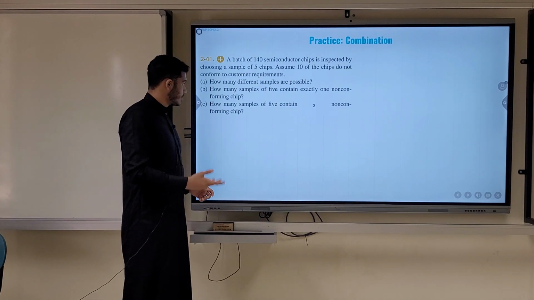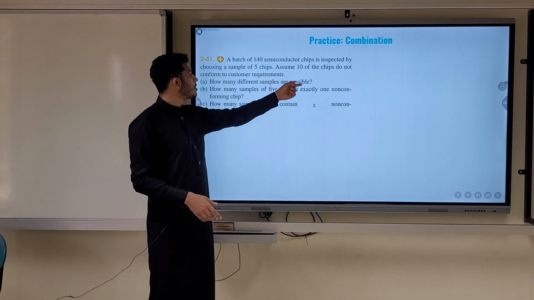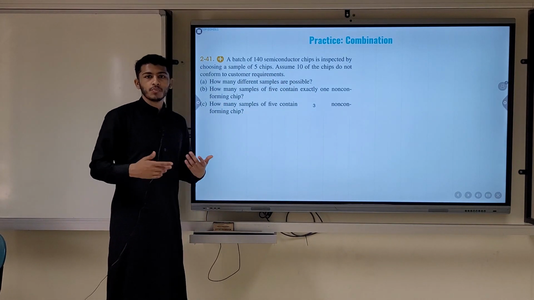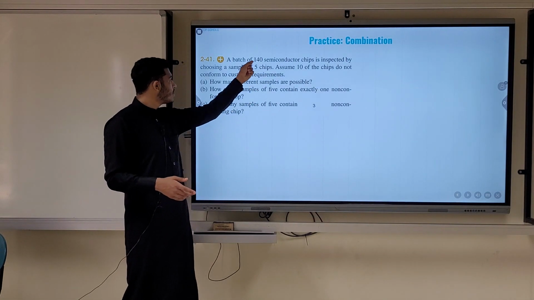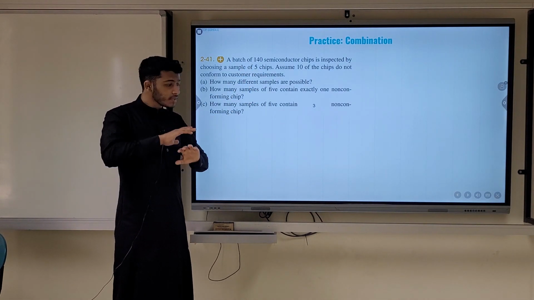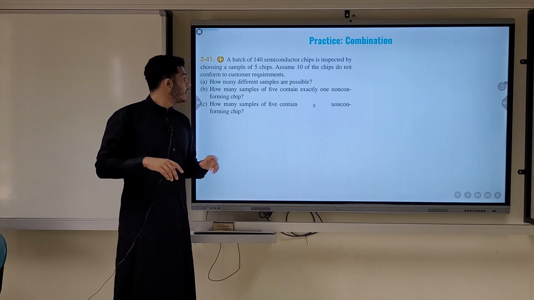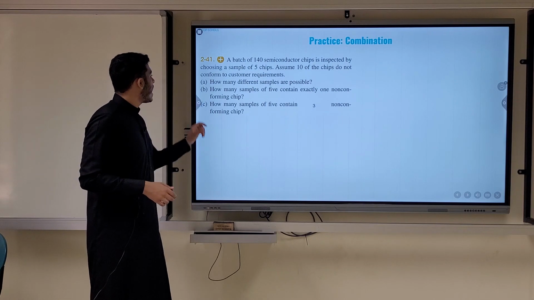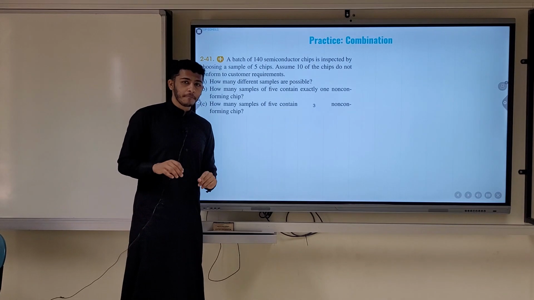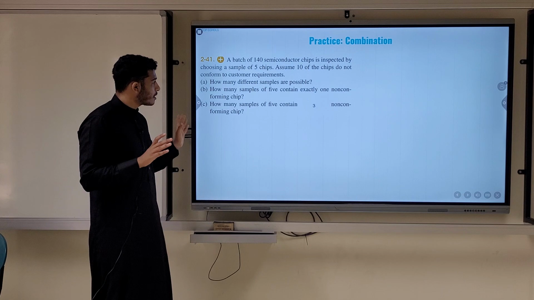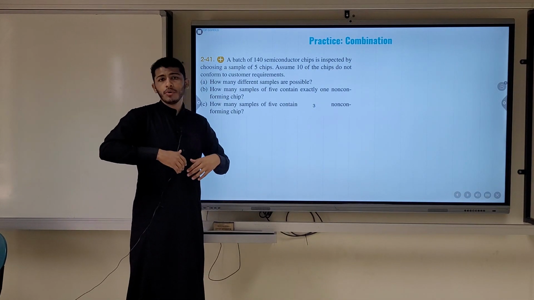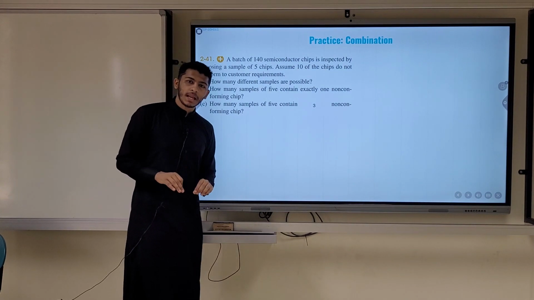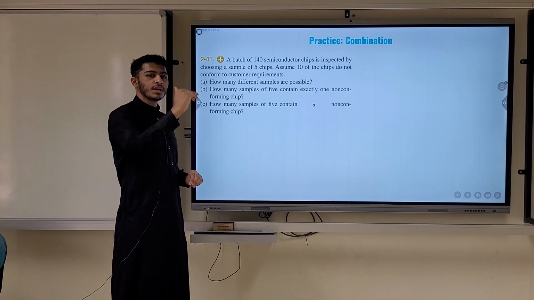So let's continue reading the question. Assume 10 of the chips do not conform to customer requirements. So this is an additional thing to know when we are solving the question. There are 10 of these 140 chips that do not conform to the customer requirements. The first question says, how many different samples are possible? When they ask you how many different samples are possible without any specifications, and you know that the case is combination, you right away implement the formula. And the formula, as we said, is N choose R.